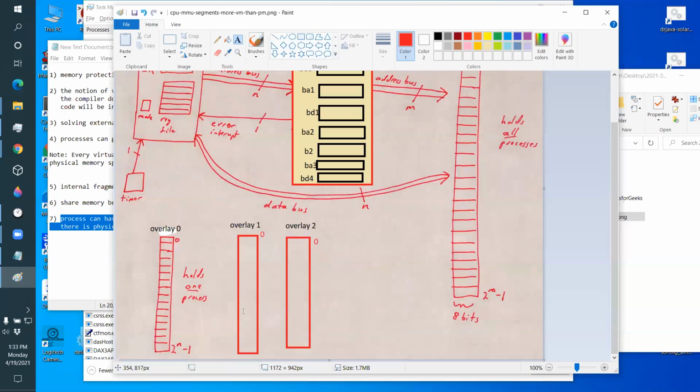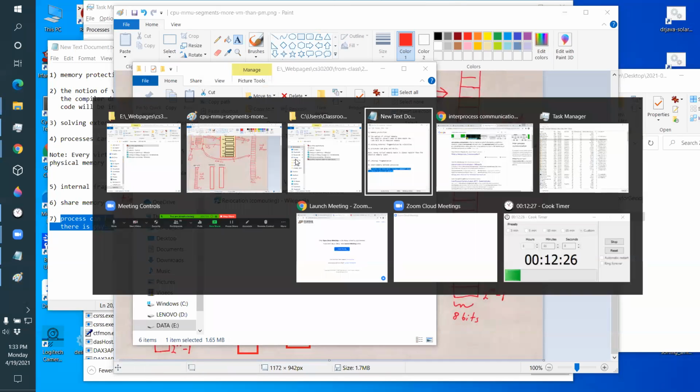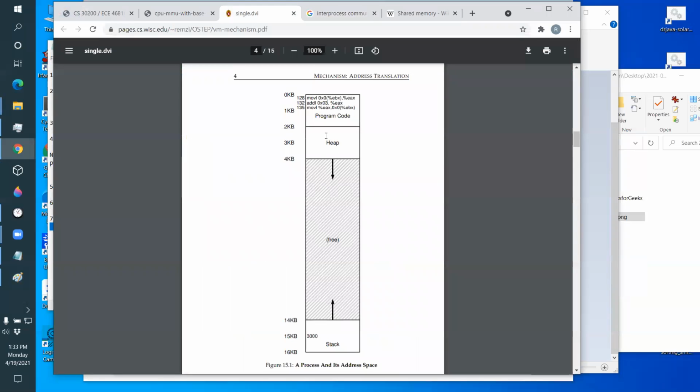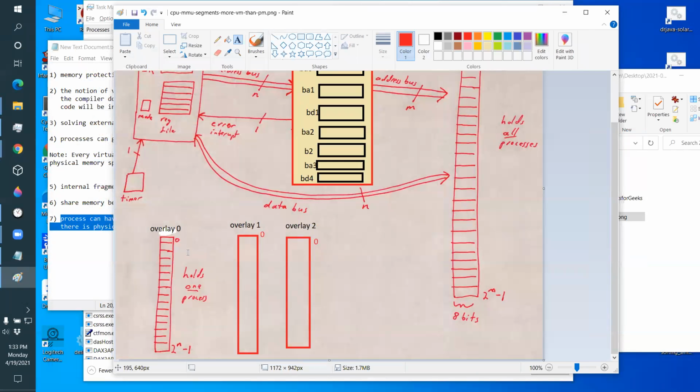Think of each one of these as its own chunk of code with its own program, heap, and stack, but it's all one program. It's all one program, but the program is divided up into 3 overlays. This was done a lot in the 60s. This was a style of programming that was actually not unusual back then.